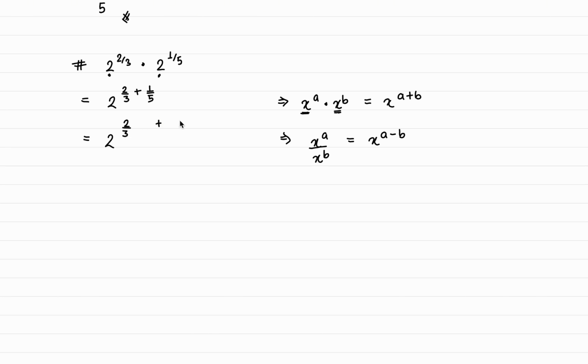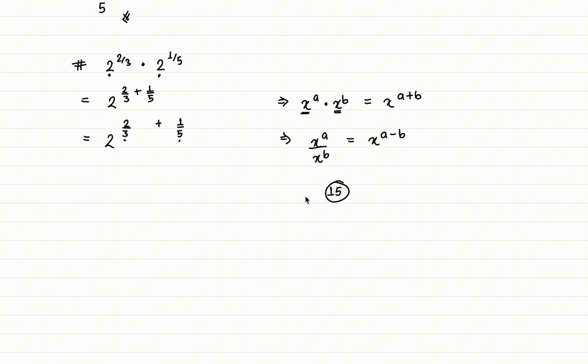Now how do we make these like fractions? We need to make the denominators of both fractions the same. We have 3 over here, we have 5 over here. To make the denominator common, we need to take the LCM, the lowest common multiple, of 3 and 5. The lowest common multiple of 3 and 5 is 15.